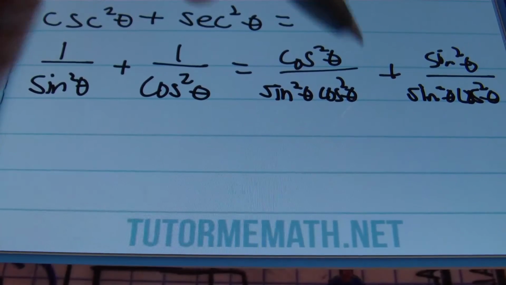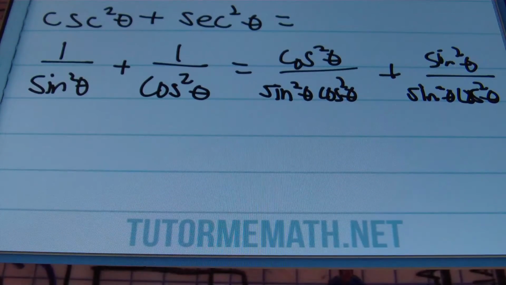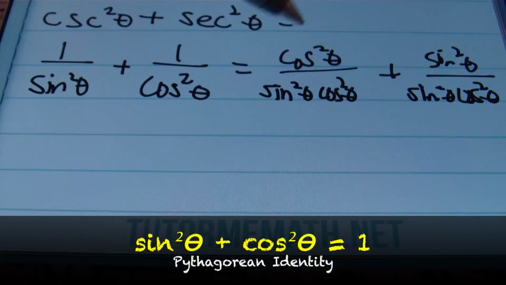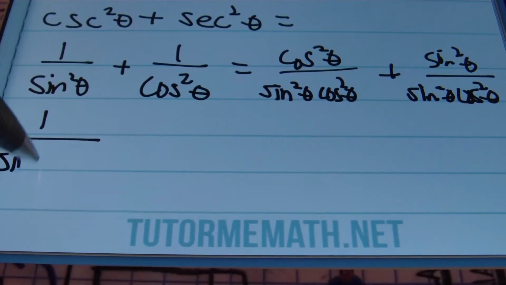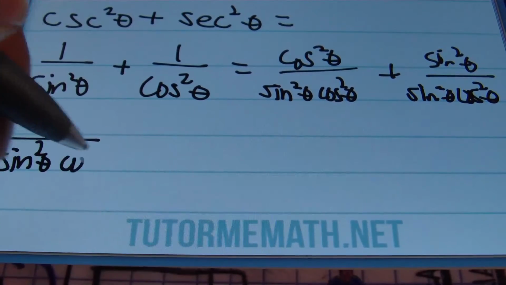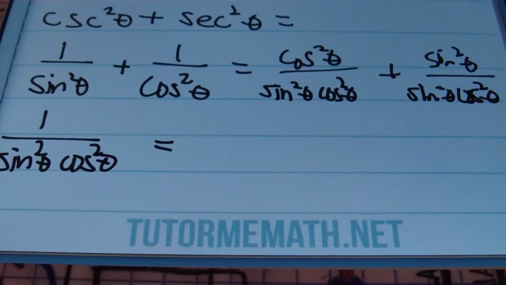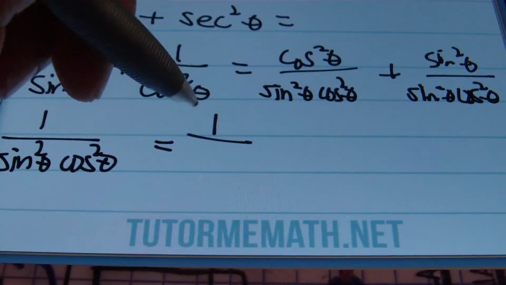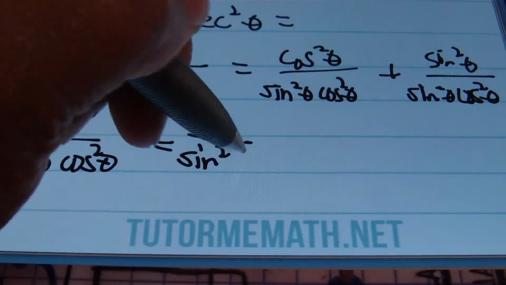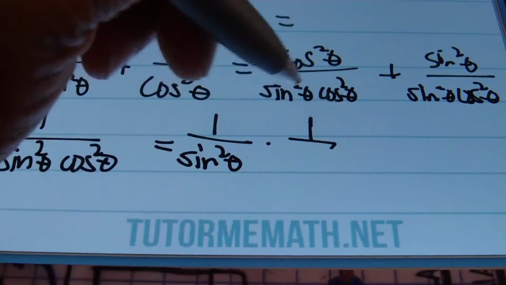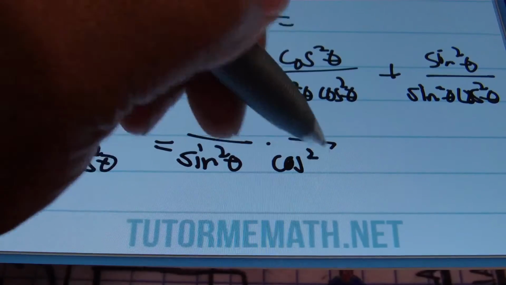From here, you would combine your numerators together. You should know by now that by the Pythagorean identity, cosine squared theta plus sine squared theta is equivalent to 1. So you would have 1 over that common denominator of sine squared theta times cosine squared theta. We can expand this to show that this is 1 over sine squared theta times 1 over cosine squared theta.